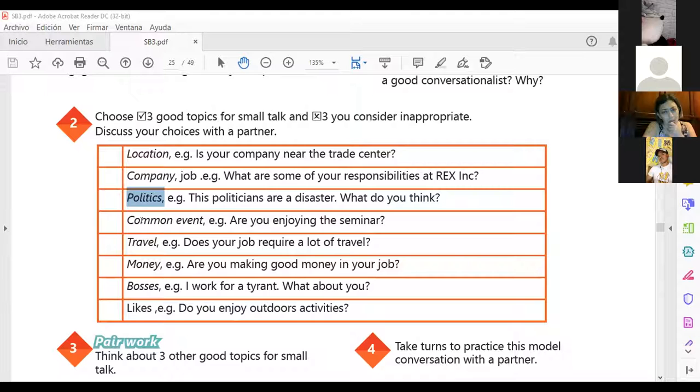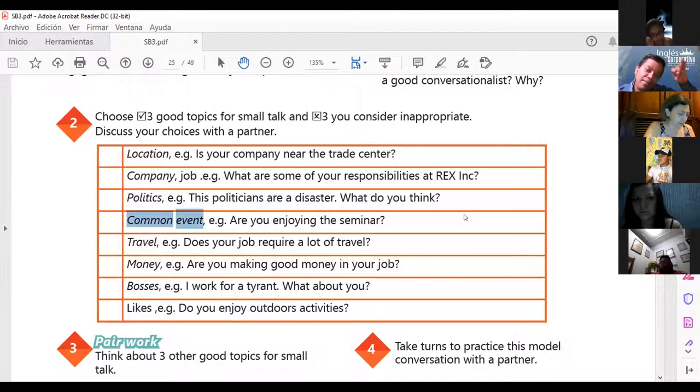Which one is that? Common events or common event. What does it mean? In that case, what do we understand by common events? It can be a training. It can be a seminar. It can be a meeting, right? Eventos que suelen darse, okay, en nuestras empresas o compañías. ¿Cuáles son las más comunes? Meetings, seminars, what else? ¿Qué más suelen haber como eventos comunes?